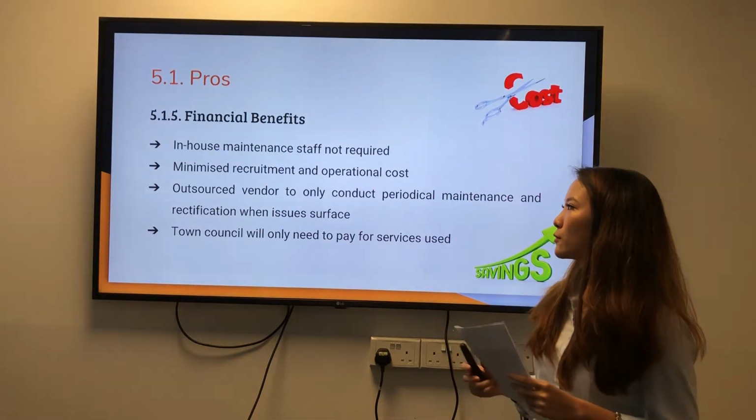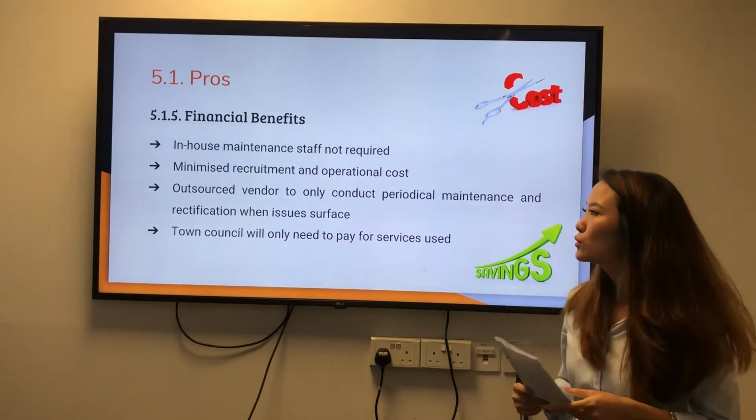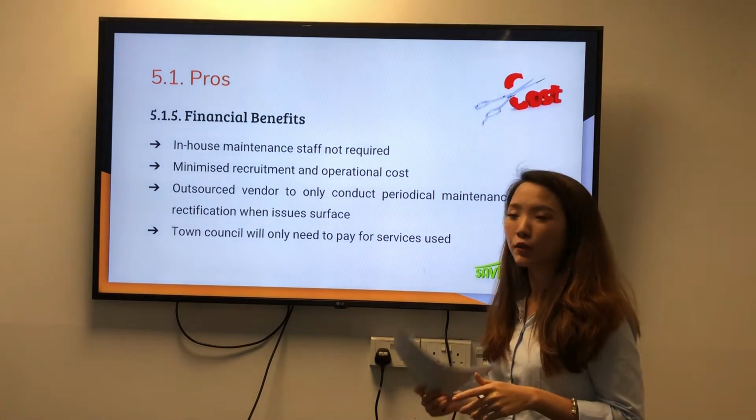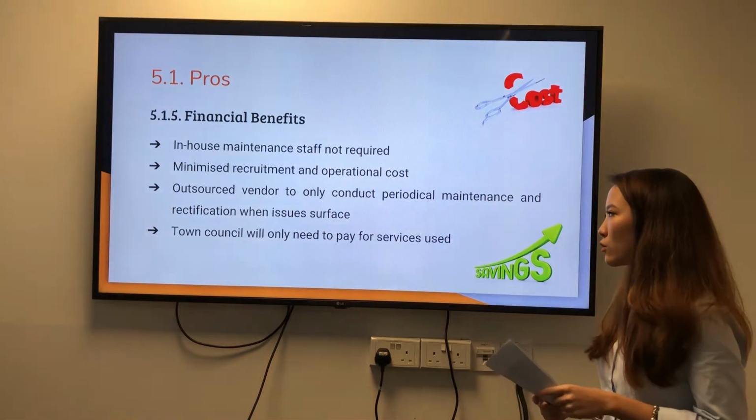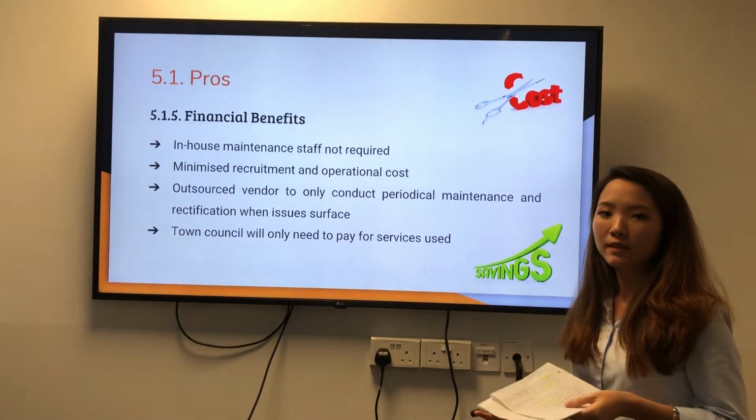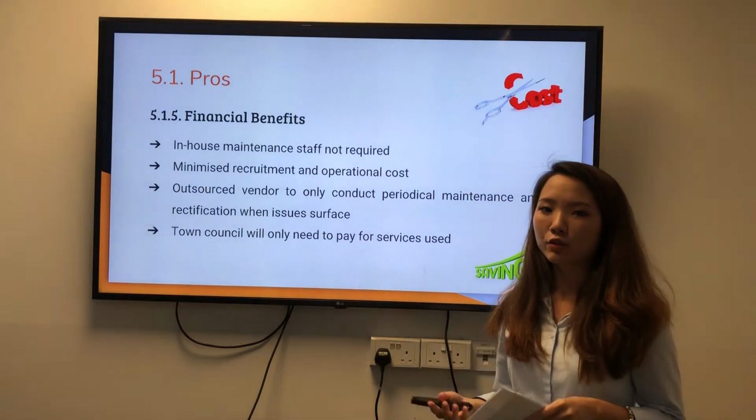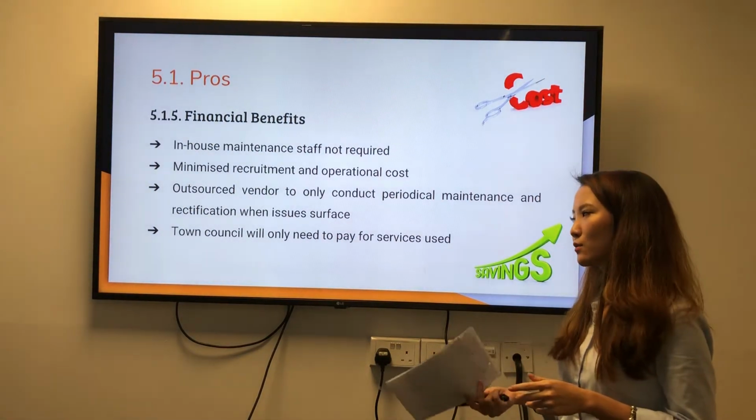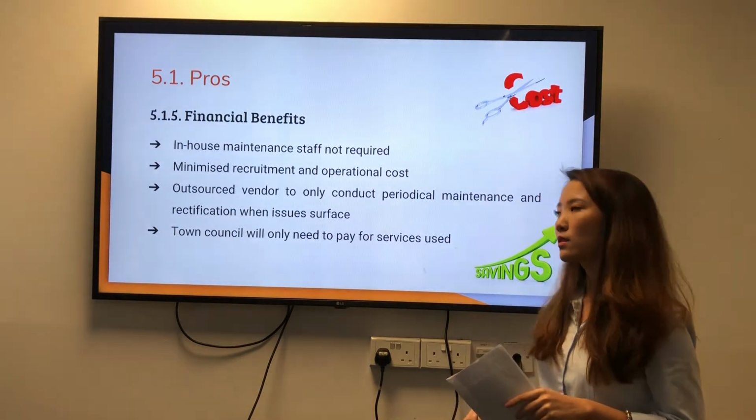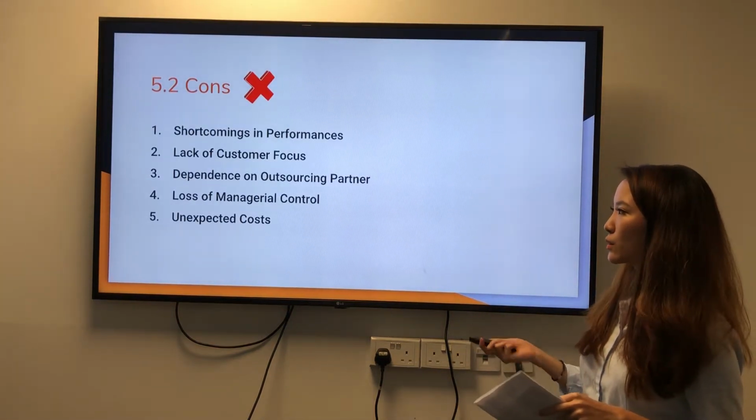Last but not least will be financial benefits. When you don't hire in-house maintenance staff, then of course recruitment and operational costs can be reduced to a great extent. And because the outsourced vendor will only conduct cyclical, planned and preventive maintenance, this only happens periodically, and also they will come when they have to rectify any issues, and this does not happen regularly either. So this will help save some costs, and also the town council will only need to pay for the services that they use. So next would be some of the cons.